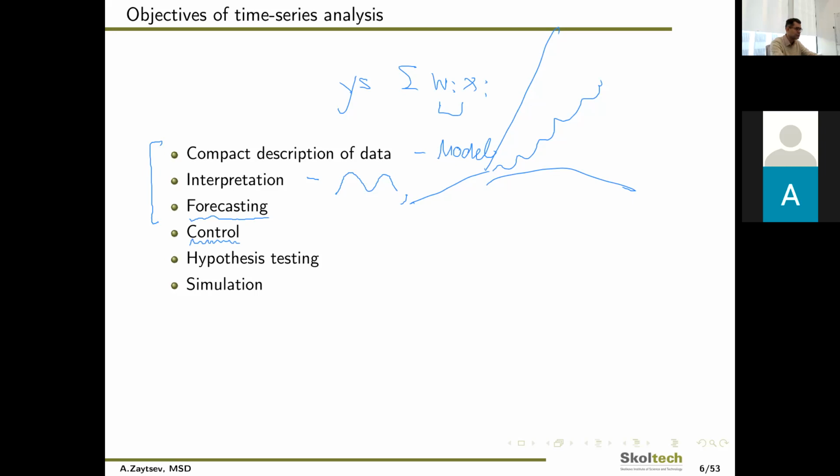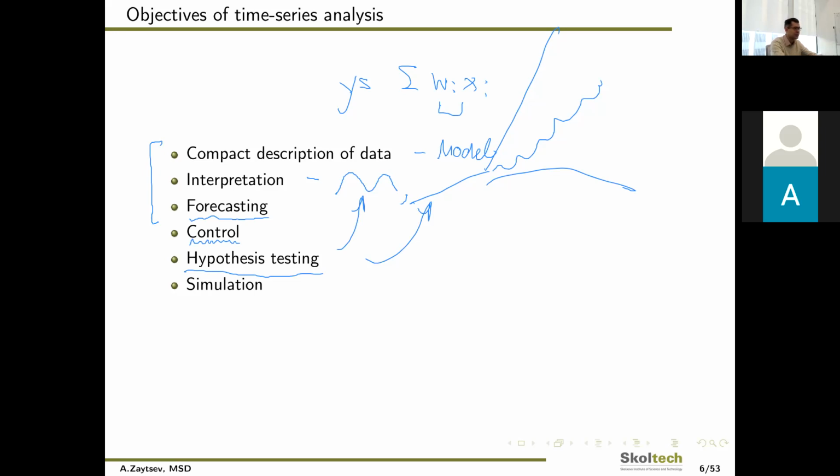Also, we can look at all of this from a different point of view and try to test some hypotheses. Do we have some seasonality, for example? Do we have some trend? Is the time series stationary? And so on and on and on.